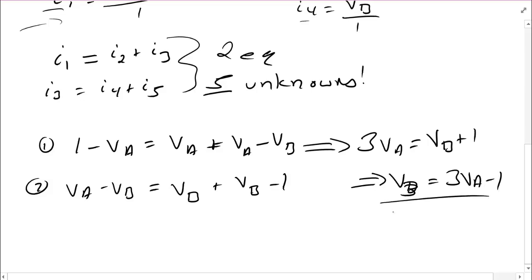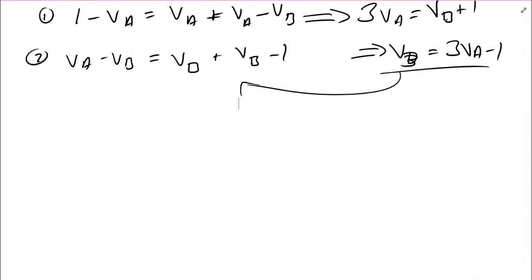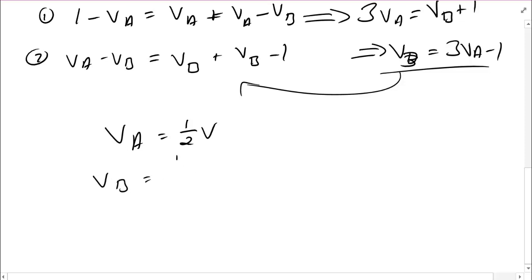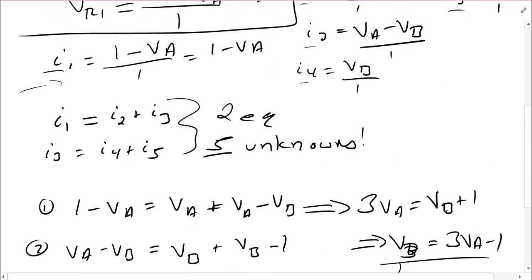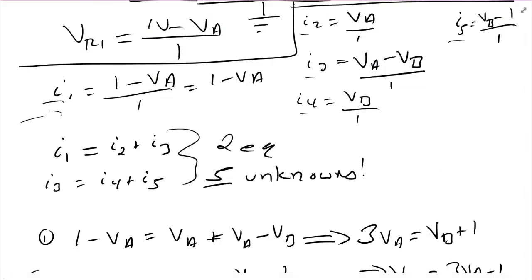I can now substitute this into this equation, so all I'm really doing here is solving my simultaneous linear equations. And when I do that, eventually what I'm going to end up with is that VA is equal to 1/2 of a volt, and similarly VB is equal to 1/2 of a volt. In this case, they happen to end up the same. So, now that I know my unknown voltages, I could go back to these equations here and solve every single unknown current. I'm going to leave that to you.